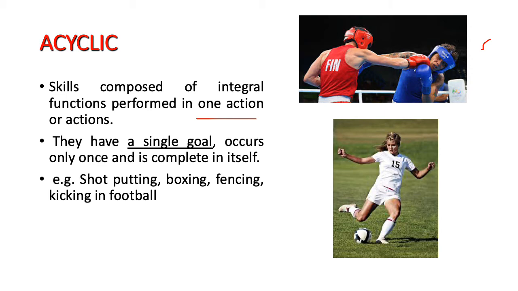Boxing. You want to kick a ball. The brain sends the signal to your muscles. Hamstrings are involved, leg muscles, and you hit the ball. That's it. So this is acyclic. Once you think of that task, execute that task, and it's over. So acyclic actions have a single goal, occur only once, and complete themselves. It's very simple. Examples: shot putting, boxing, fencing, kicking a football. All these are acyclic motor actions, in which you think of the action and you do it, and it's over. Okay, I think it is very clear.